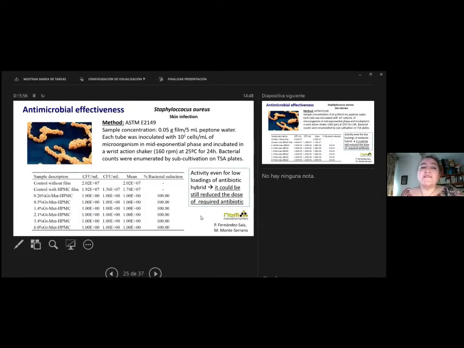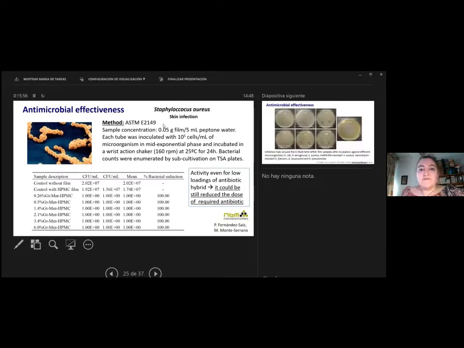What is the effectiveness against microbes? Well, we tested against the typical Staphylococcus aureus, which is typically present in skin infection. And we observed that for all the materials we have tested, the effectiveness is very high. So it means we can reduce the required dose of the antibiotic by using one of the films in which we incorporate very small amounts of gentamicin. So it's active, even if it's not easily released from the material, it is very active.